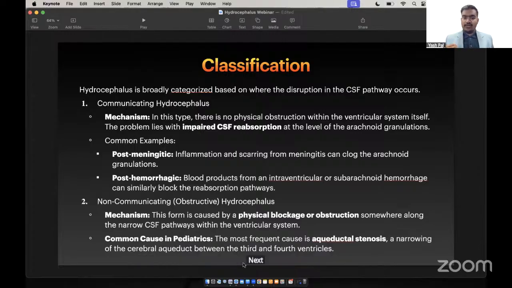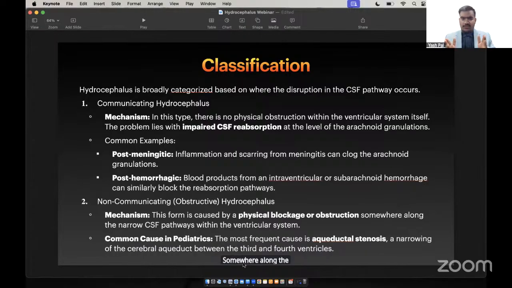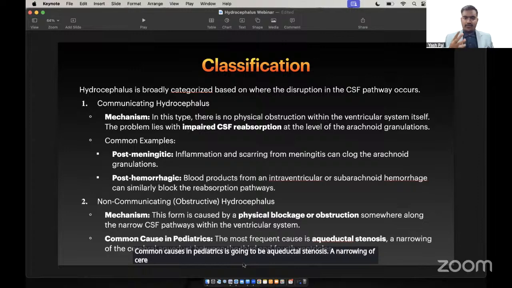Next, coming to the second part, which is non-communicating or obstructive hydrocephalus. The mechanism of this is a physical blockade, or rather an obstruction, somewhere along the narrow CSF pathways within the ventricular system. A common cause in pediatrics is aqueductal stenosis, a narrowing of the cerebral aqueduct between the third and fourth ventricles.